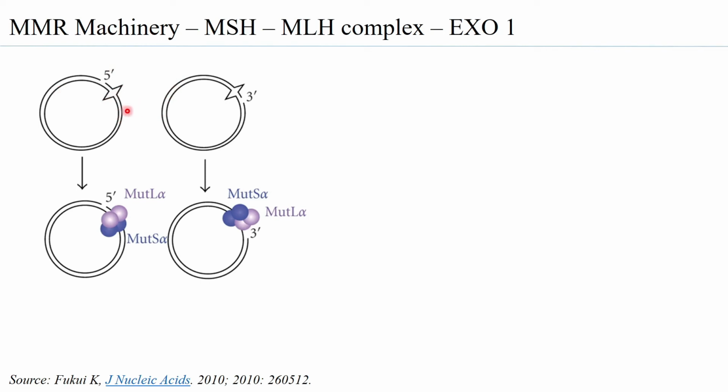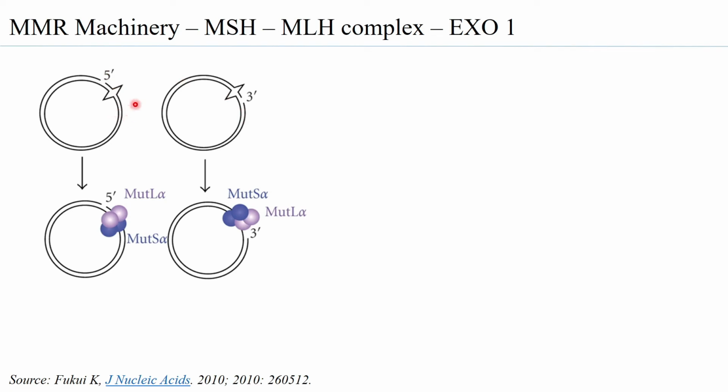And like mentioned, it is able to recognize that strand as the newly synthesized strand that has the nick. So the nicks have been created. In this, it is created at the 5' side of the mismatch, and in this, it has been created at the 3' side of the mismatch. So therefore, you can have 5' MMR and you can have 3' MMR.